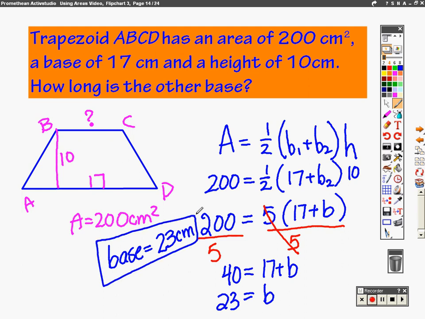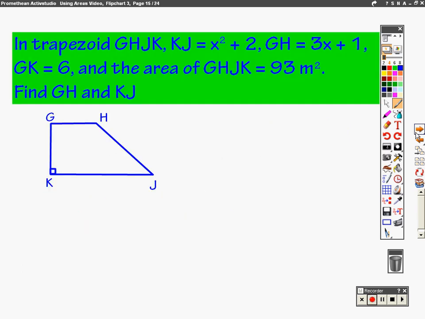And we're going to try one more. And this one is a bit of a challenge. It's still a trapezoid, which is our most complicated one. But this trapezoid is actually going to end up with a quadratic in it. Oh my gosh, I think Olivia just passed out. Olivia, here we know that this much is x squared plus 2. We have the other base is 3x plus 1. Our height is 6, and that the area is 93 square meters.